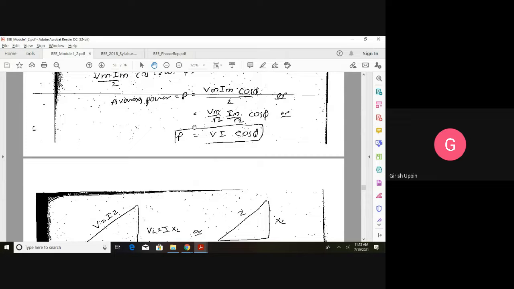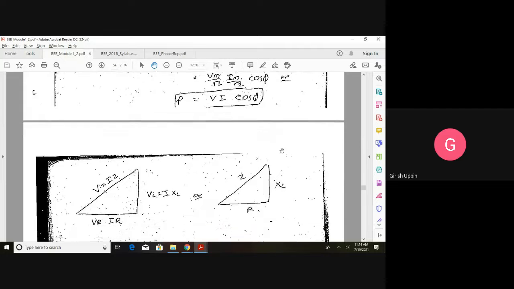Always remember this formula in terms of RMS values. The average value of the power P is equal to V into I into cos phi, where V is the RMS value of the applied voltage, I is the RMS value of the current, and cos phi is nothing but the power factor. Phi is the angle between this voltage and this current. How do we find this phi? We know that tan phi is equal to VL by VR or XL by R.